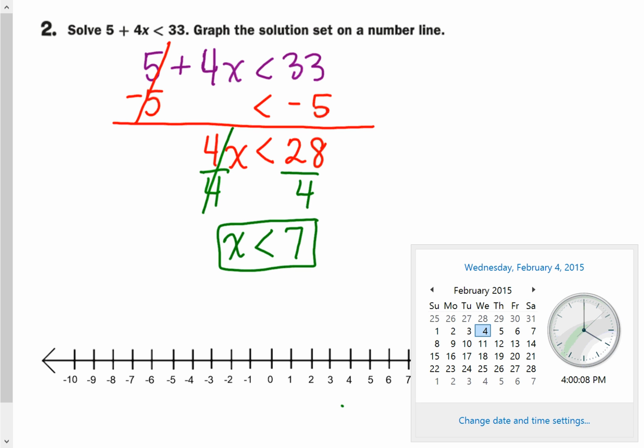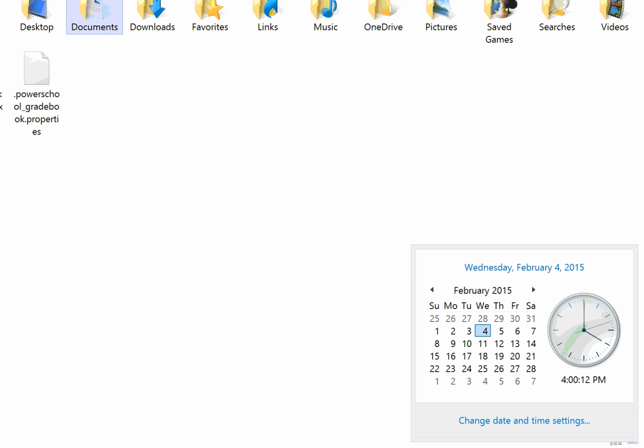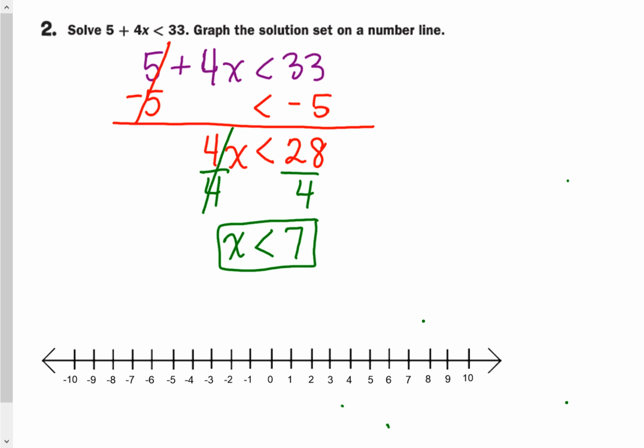So I'm going to have an open circle on 7. Ooh, that doesn't look very open. Open circle on 7, and it's less than 7, so it's going to the left. All of these numbers all the way to the end of the number line or further are going to be included in the solution. If you plugged any of these numbers into the inequality, it's going to come out true.